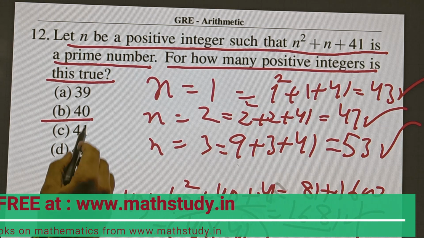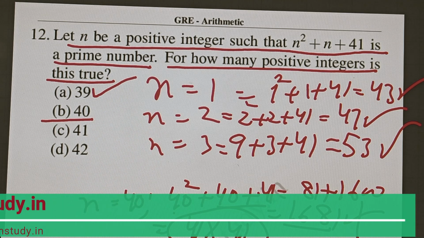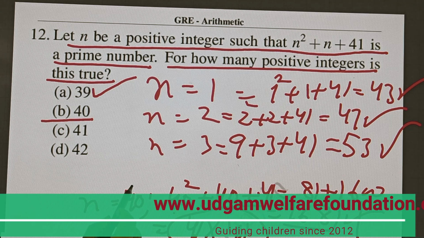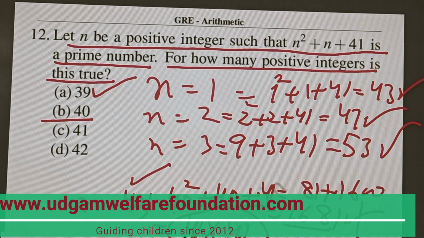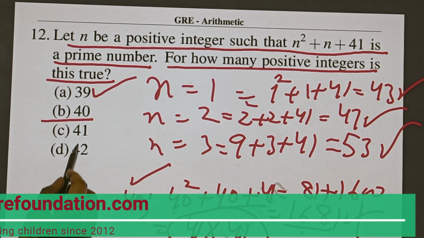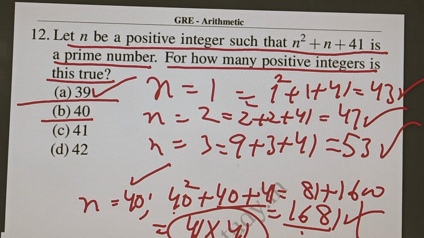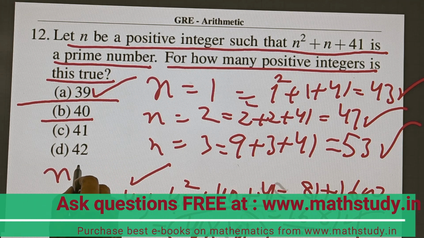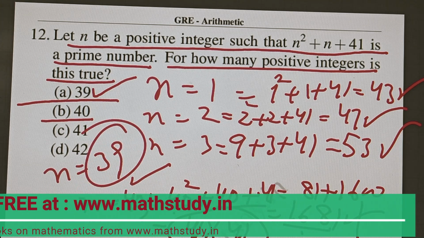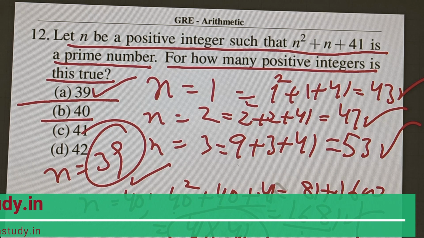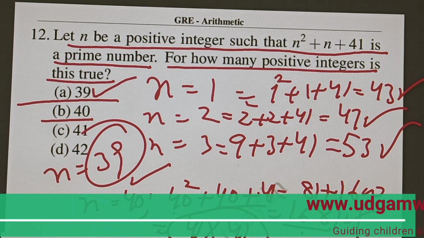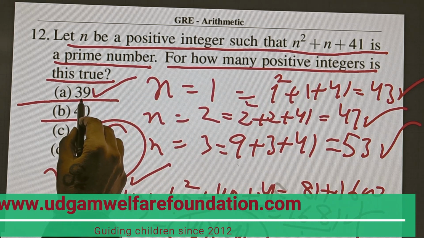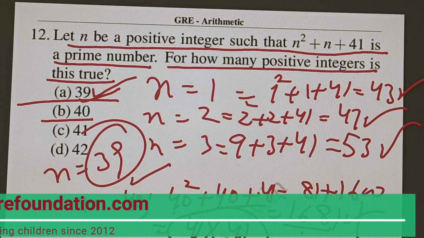So our option is 39 here straight away, because we have already checked that by putting the value of n equal to 40, we are not getting a prime number. That means till n is equal to 39 we are going to get the prime numbers here. So our answer will be 39 here. For how many positive integers is it true? It is true for 39 positive integers, that is, values of n.